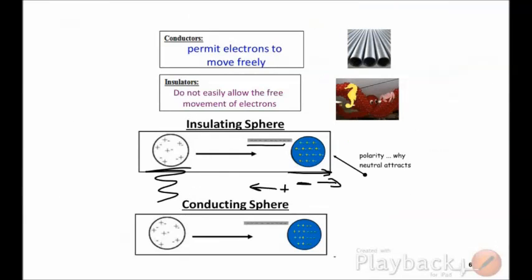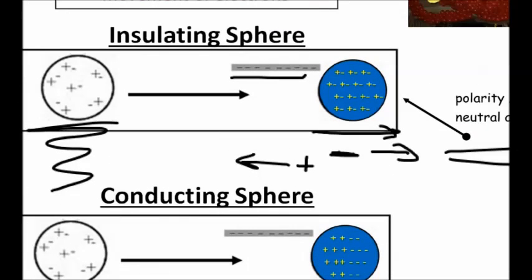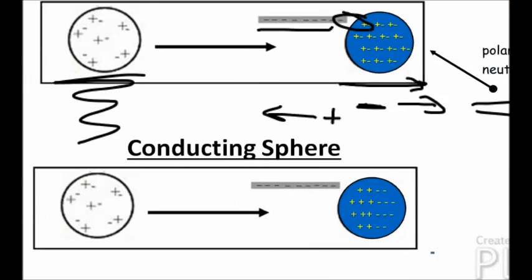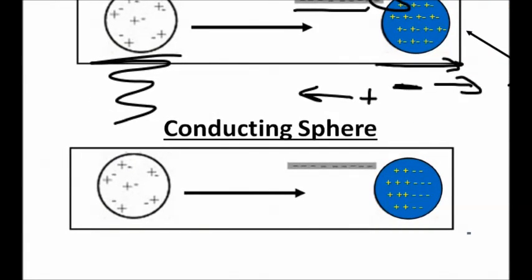Now they can't move very far because they're on a leash. But this polarization is what allows neutral objects to attract, because basically the positive is closer, so there's an attractive force there. Now if you have a conducting sphere, so if that same sphere was conducting, what would happen is all the electrons would move to the far side, and they'd be free to do that. They wouldn't have to stay where they are. They would just all be able to move completely away.